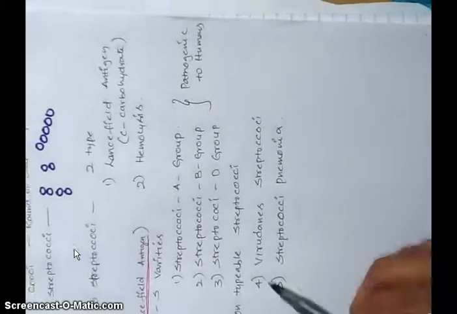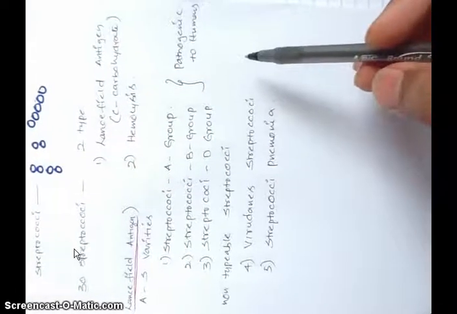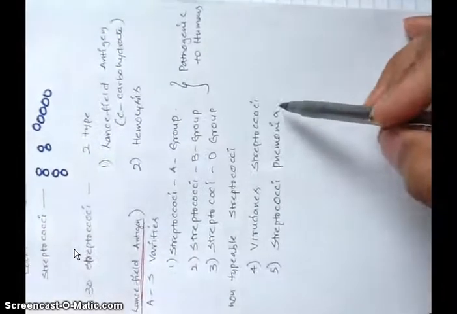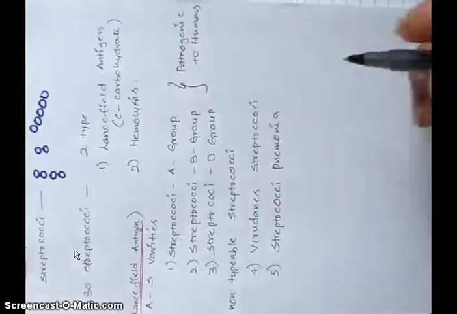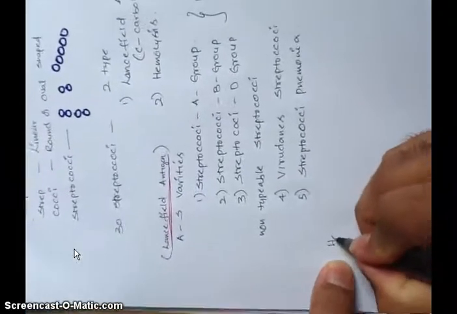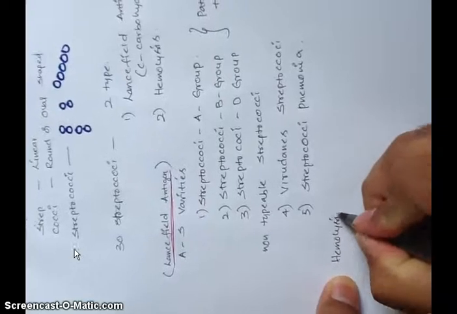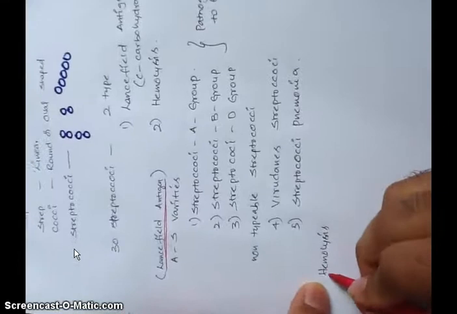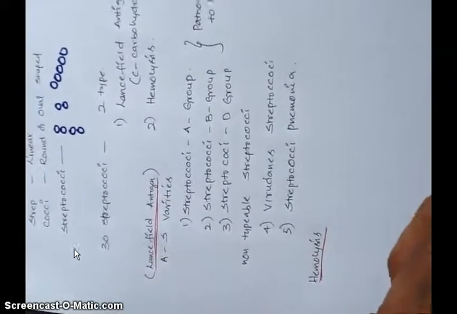So altogether, the streptococci which can cause infection in humans are these 5 varieties: group A streptococci, group B streptococci, group D, viridans streptococci, which won't have a C carbohydrate, and Streptococcus pneumoniae, which won't have a C carbohydrate either. So depending upon Lancefield antigen, we have 5 varieties which can cause infection. Now coming to the hemolysis test.